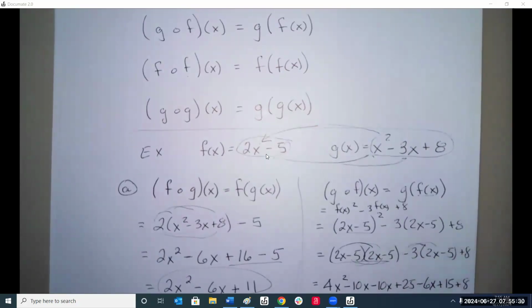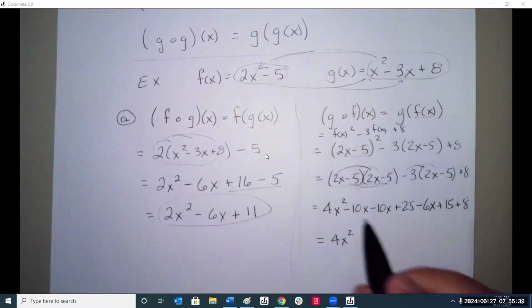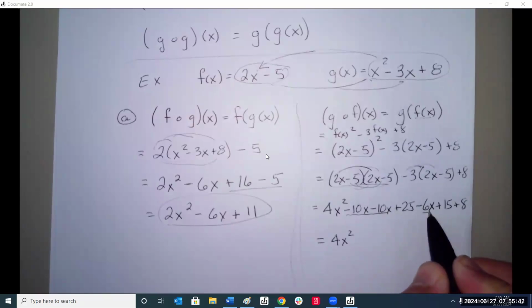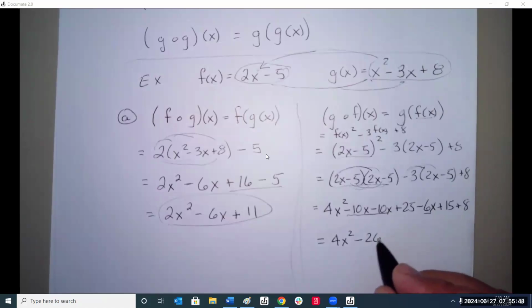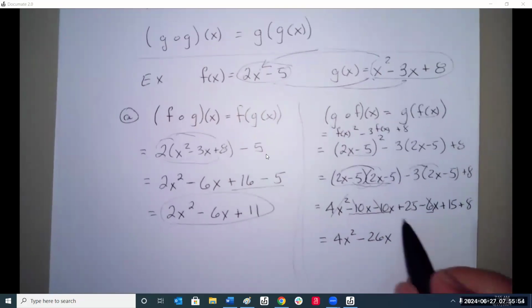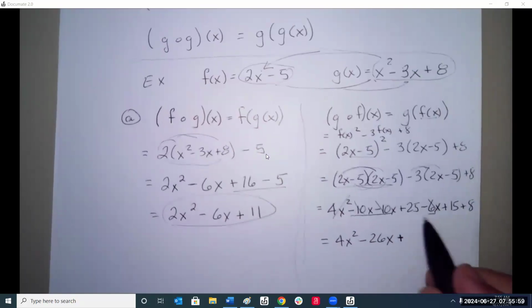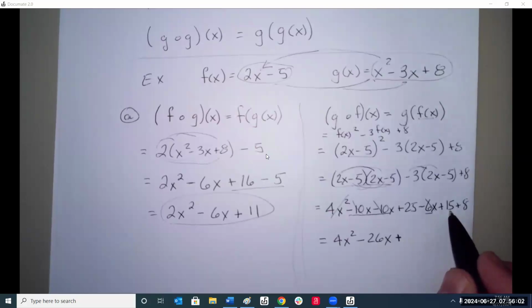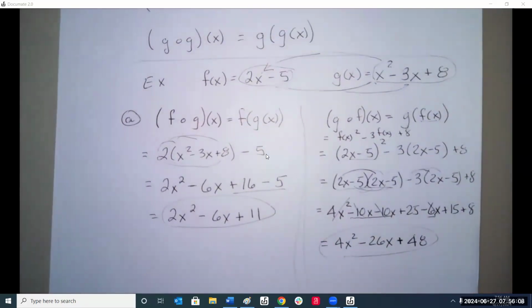We'll get rid of parentheses, so combine like terms. Okay, let's start with the highest. So we have 4x squared. We have negative 10, negative 10, negative 6. They're all negatives. 10 plus 10 is 20, plus 6 is 26x. So these are all taken care of. Then all of these are positive. 25 plus 15 is 40, plus 8 is 48. And there's the answer. All right, so that's A.